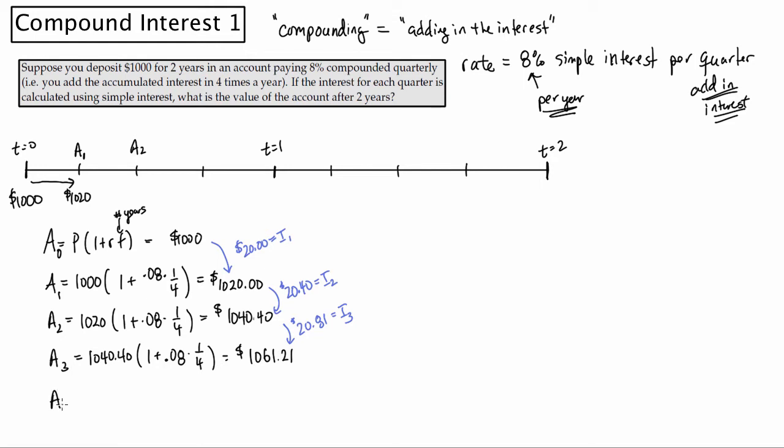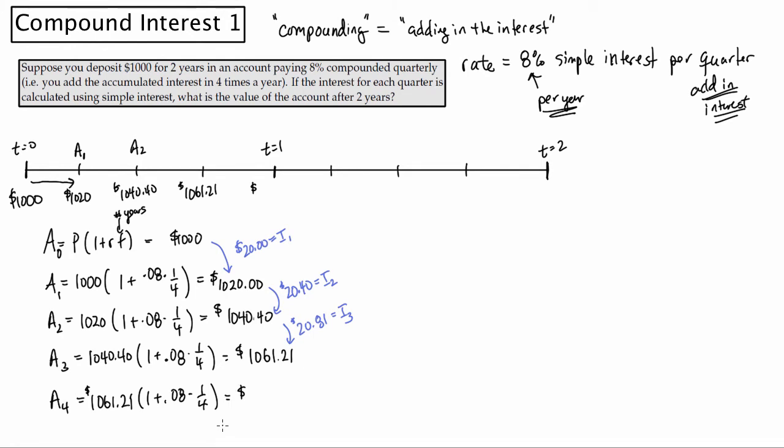And then finally, the fourth period of that year. At the end of the third quarter we had $1,061.21, and we would start that fourth quarter with $1,061.21, applying the same simple interest rate for the quarter.